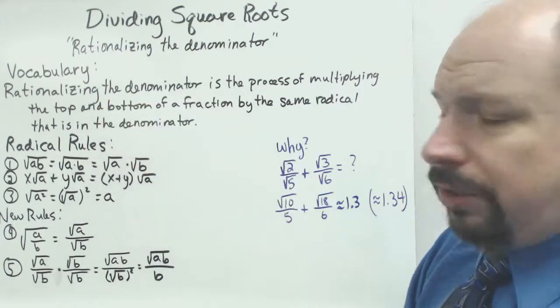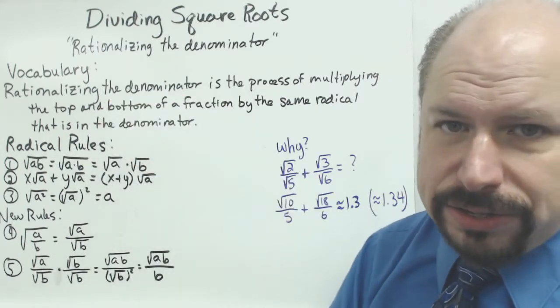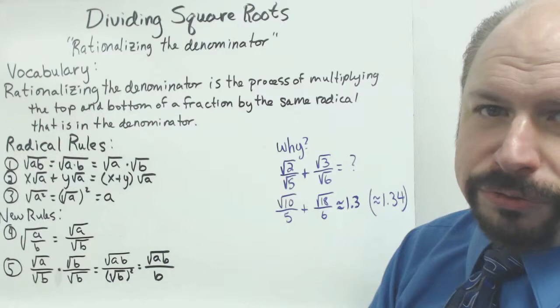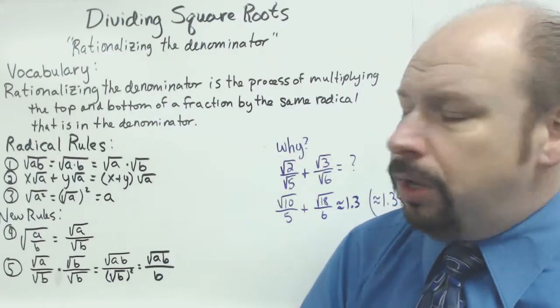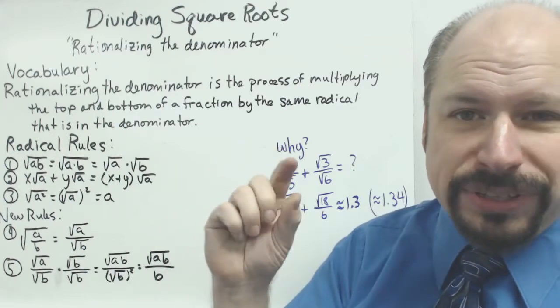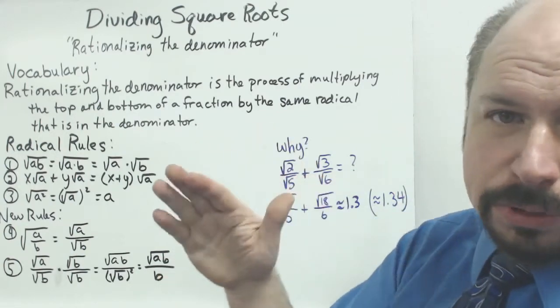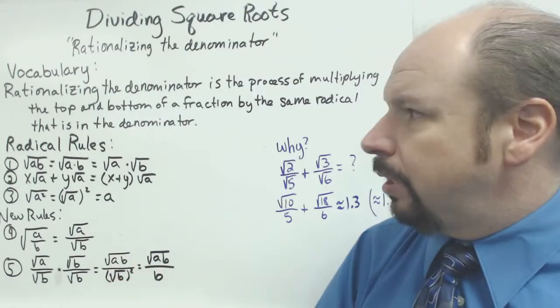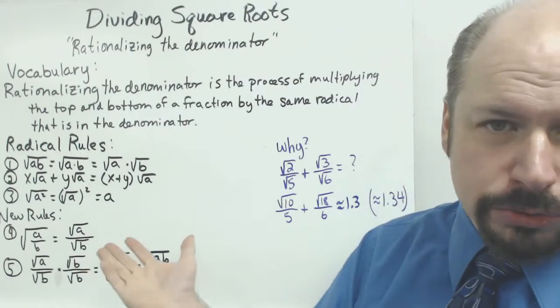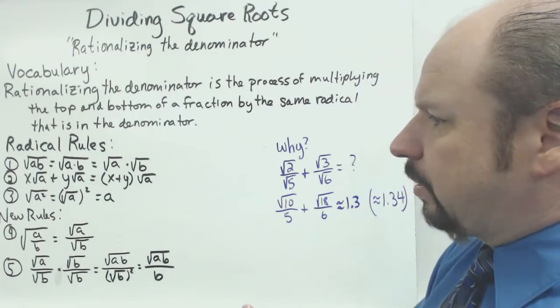Rationalizing the denominator is simply the process of multiplying the top and bottom of a fraction by the same radical that is in the denominator. If you think about that, if it's the same on the top and the bottom, really what we're doing is multiplying by one in disguise. We'll see some examples of that in just a second.